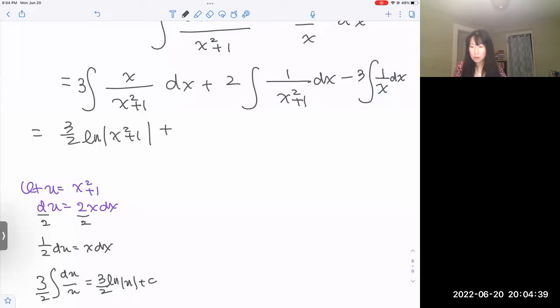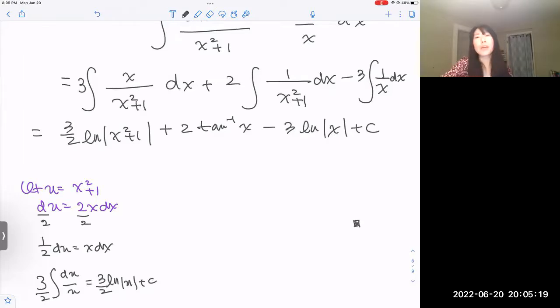Plus, this is arctangent, right? So 2 arctangent. This is a form of arctangent. So u over a, so x over a, which is x over 1, which is x, right? And minus, as your classmate said earlier, 3 ln x, plus c. Okay, all right. So let me just finish here. Thank you for coming.